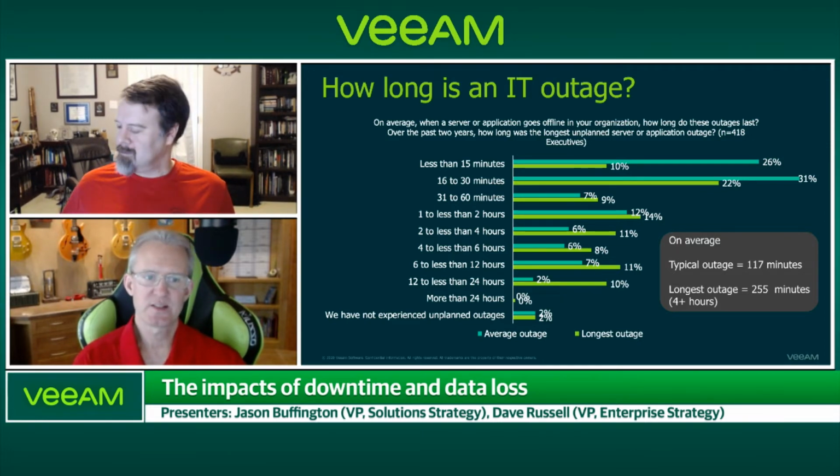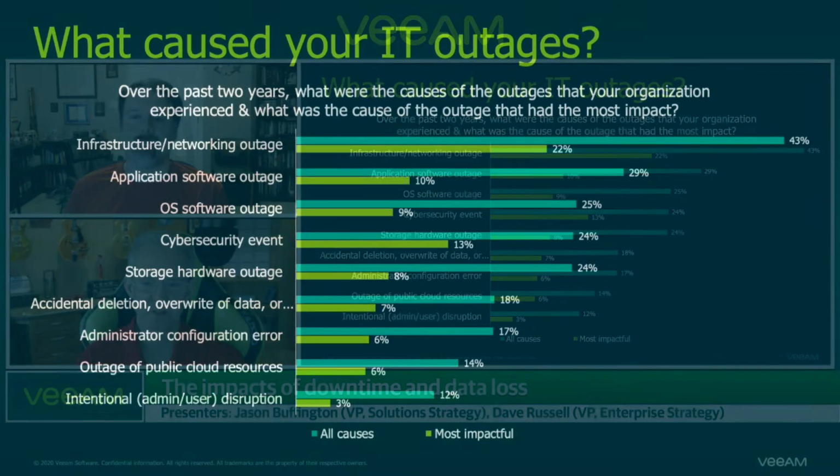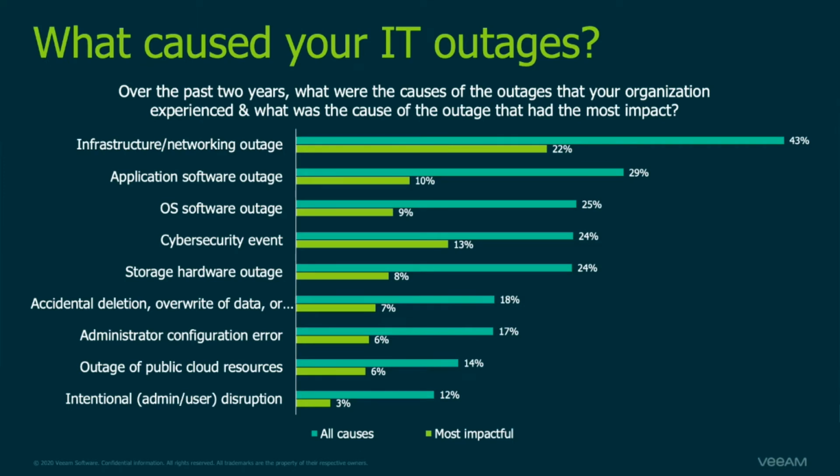Yeah, if we looked at what causes IT outages, I think this is a pretty interesting set of statistics. Again, the same notion: all causes are referenced in the darker green bar at the top, and then the second was the single most impactful, where people voted. Infrastructure networking is the top when people were allowed to say all contributing factors, followed by application software and operating system software. Interestingly enough, cyber is a little bit lower on the list. I'm actually grateful for that. And then we see storage hardware outage and then accidental deletion, admin error, human error, in other words.